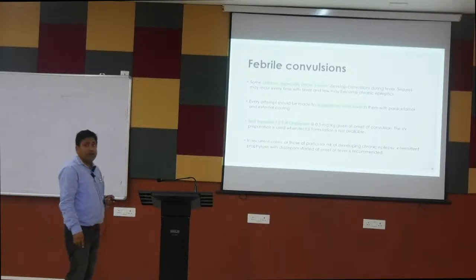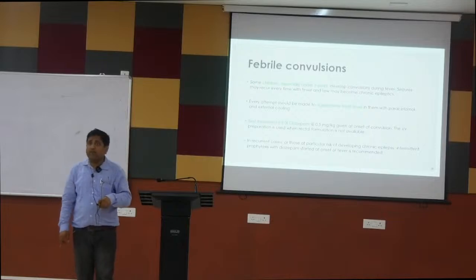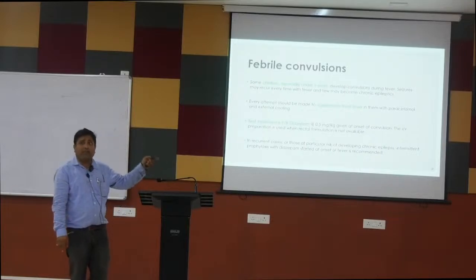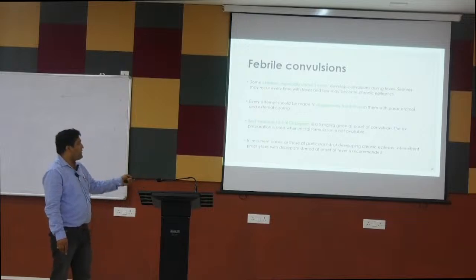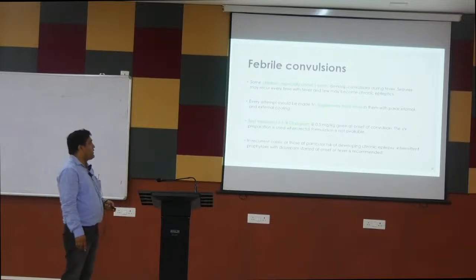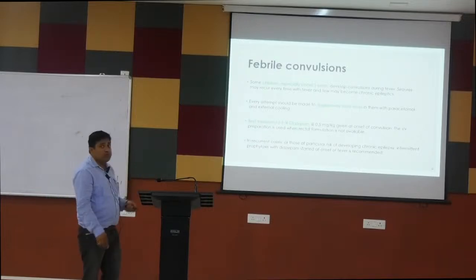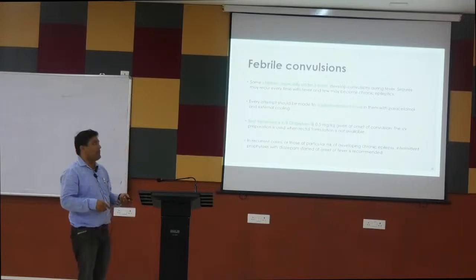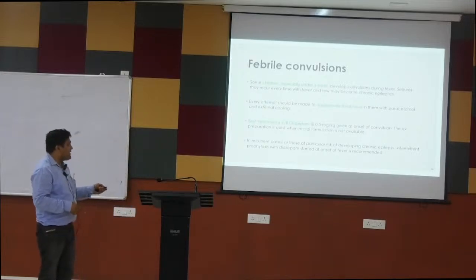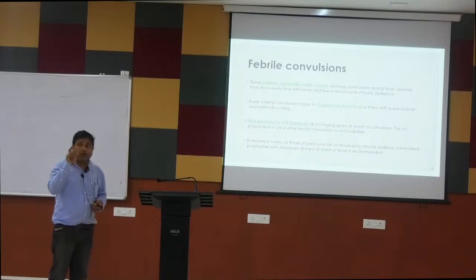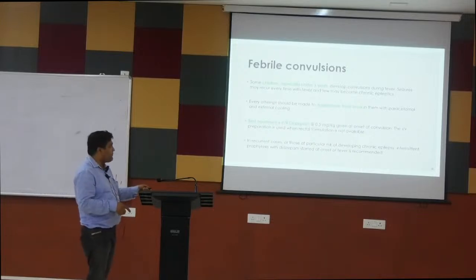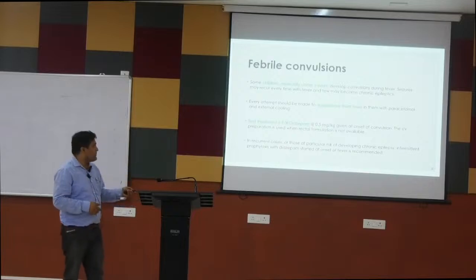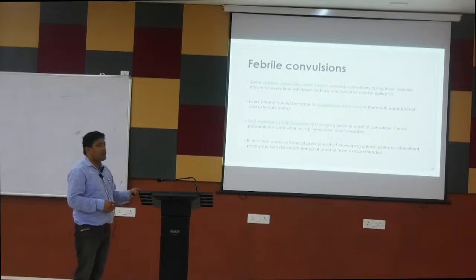Now, in those patients, the fever should be aggressively treated so that we can prevent the seizures with paracetamol and external cooling. Now, if a child is suffering from febrile convulsion, the best treatment is, as said earlier, per rectal diazepam at a rate of 0.5 mg per kg. The intravenous preparation is used only when the rectal diazepam formulation is not available. In recurrent cases or those at particular risk of developing chronic epilepsy, intermittent prophylaxis with diazepam can be started at the onset of fever.